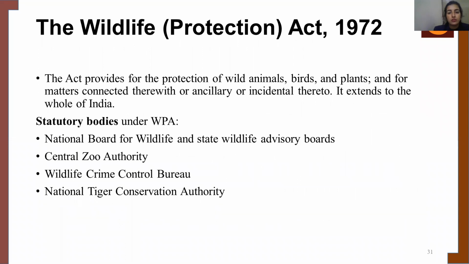Now let's look into different acts. The first act which we will be looking into is the Wildlife Protection Act 1972. From the name itself, it says it is the protection of animals, plants, and birds. This act extends throughout India. The main governing bodies of this act are the National Board for Wildlife and State Wildlife Board, Central Zoo Authority, Wildlife Crime Control Bureau, as well as the National Tiger Conservation Authority.